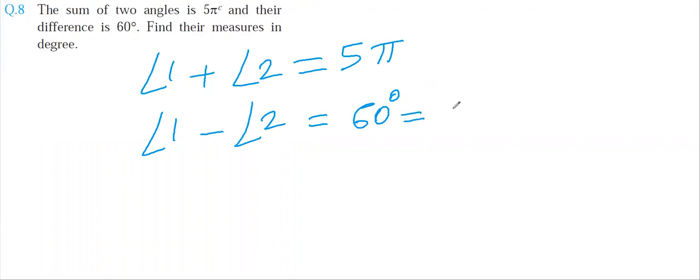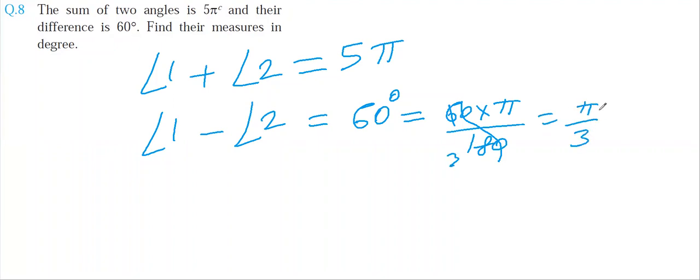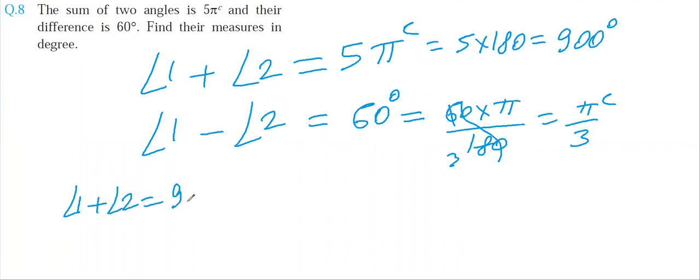Now 60 degree I can convert into radian by multiplying by pi by 180. Zeros cancel, 6 ones are 6, 6 threes are 18, it is pi by 3 radian. And 5 pi radian in degree will be 5 into 180 degree, that comes out to 900 degree. So I have equation number 1 and equation number 2. Angle 1 plus angle 2 is 900, and angle 1 minus angle 2 is 60 degree.